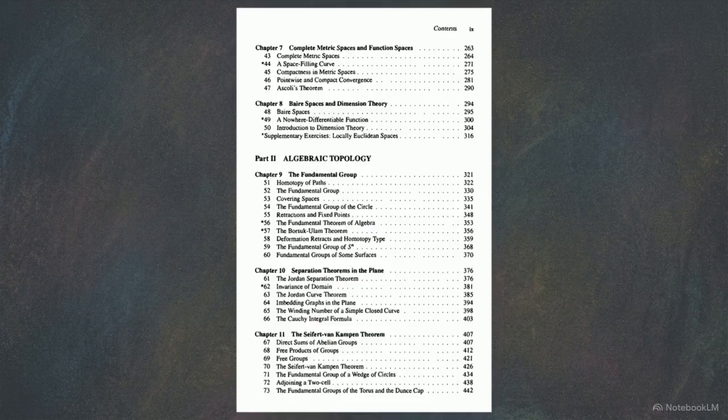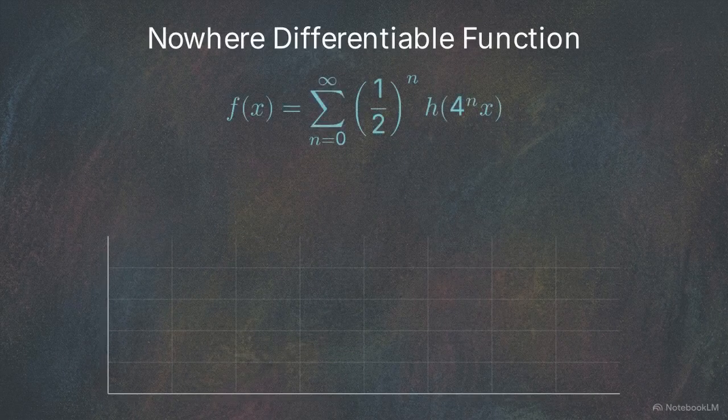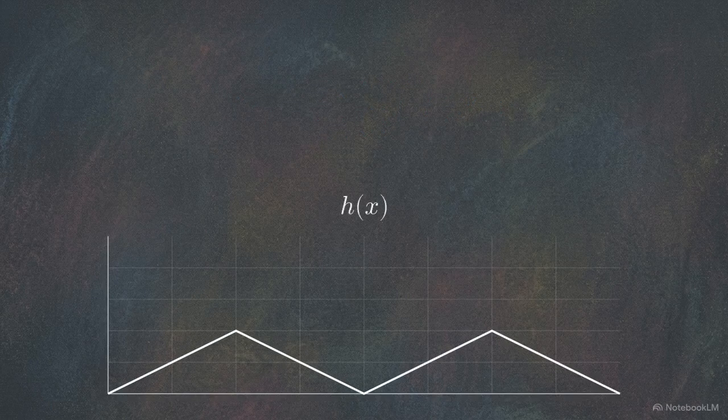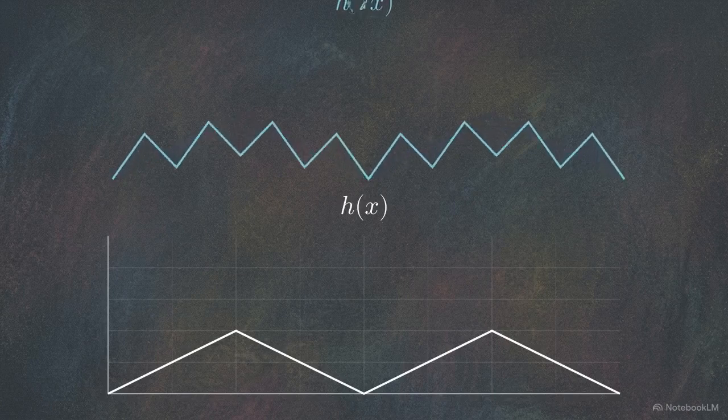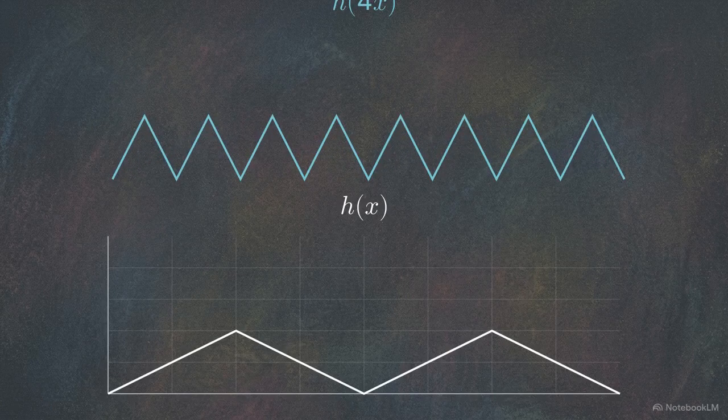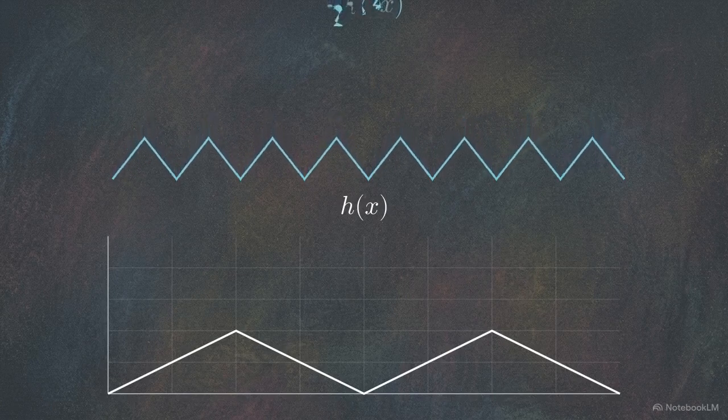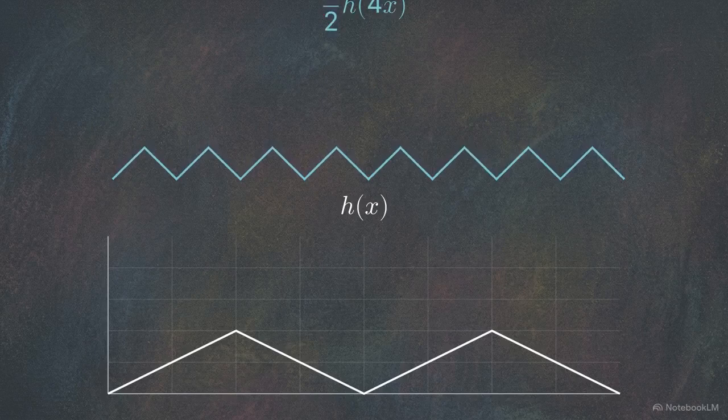With our Baire space established, section 49 shows us how to construct a function that violates our intuition. We will build a continuous, nowhere differentiable curve through an infinite sum of smaller and smaller waves. Our base is the function h of x, representing the distance to the nearest integer. It's a simple sawtooth wave. Scaling the input by 4 multiplies the frequency of these teeth. Then, scaling the output by 1/2 shrinks the height of those spikes.